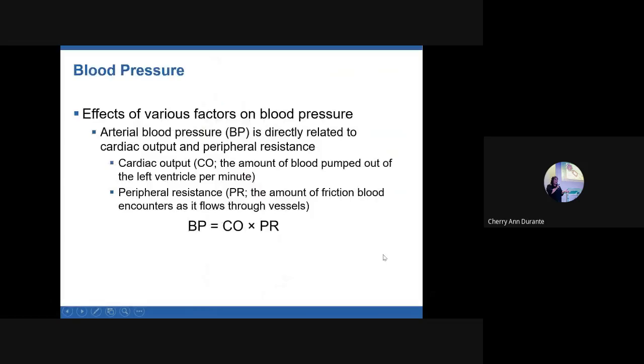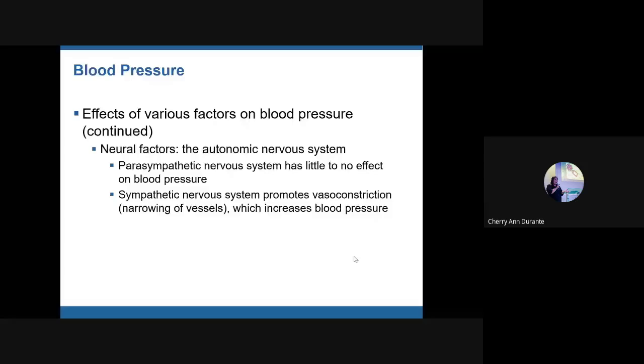Okay, so how do you compute blood pressure when you have cardiac output and pulse rate? Remember, sabi natin kanina, cardiac output is your stroke volume times your heart rate. Now, your blood pressure, on the other hand, is your cardiac output times your pulse rate. Yan ang computation. So what are the factors that affect your blood pressure? You have your neural factors, meaning your autonomic nervous system. The parasympathetic nervous system can decrease blood pressure, pero yung sympathetic nervous system increases your BP.